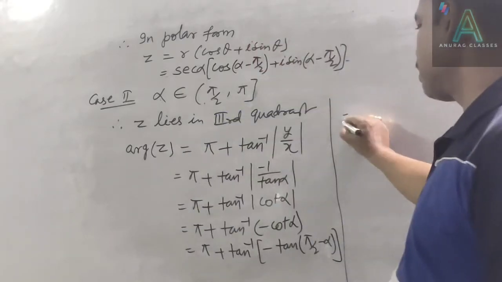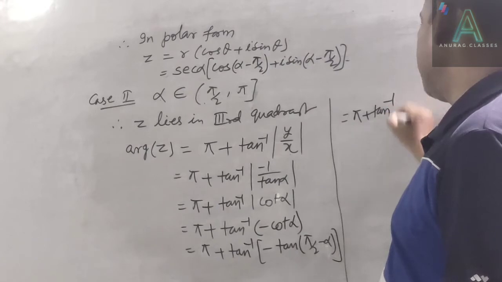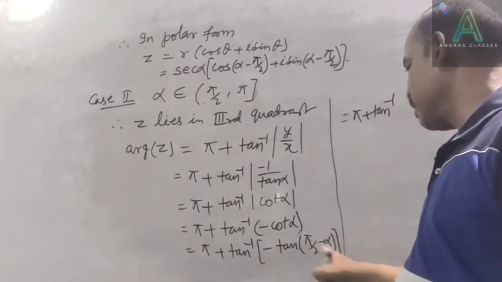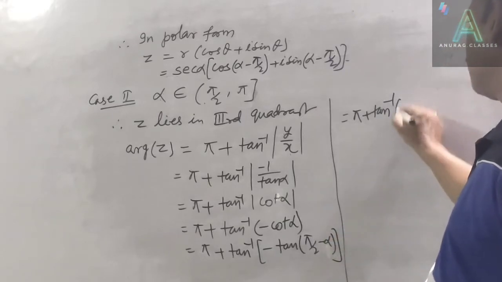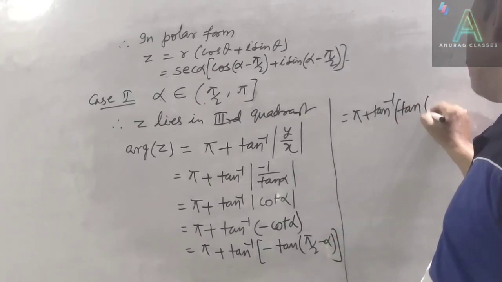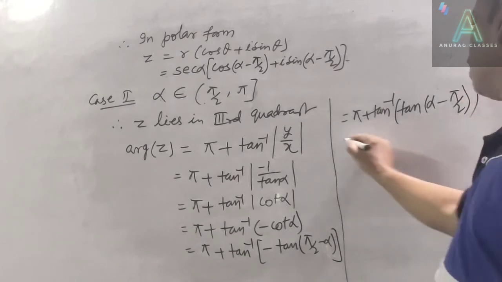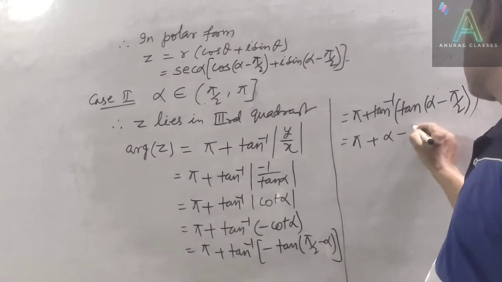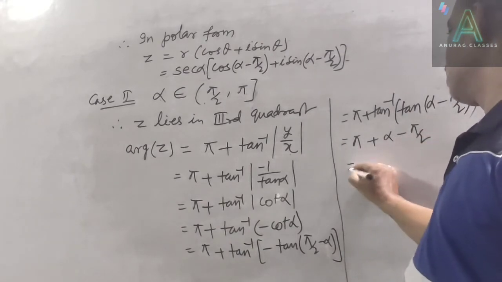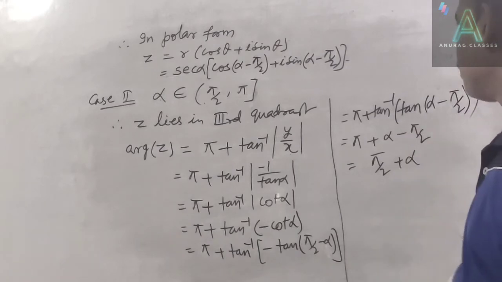This will be pi plus tan inverse, and minus tan theta is equal to tan minus theta. So minus should be multiplied with the angle. Then we are left with pi by 2 minus alpha becomes alpha minus pi by 2. Now tan inverse and tan cancel. We are left with pi plus alpha minus pi by 2. That is pi by 2 plus alpha.